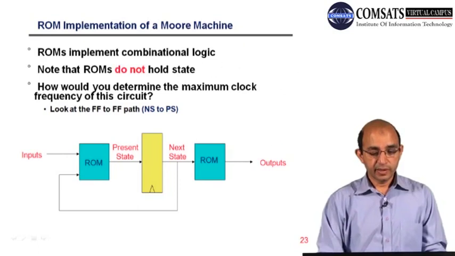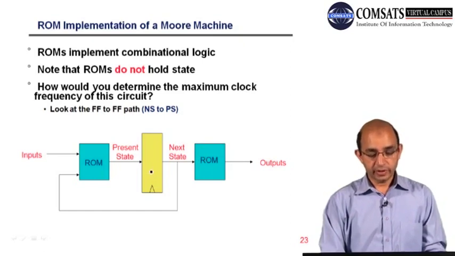Here you can see that we have a machine that looks like a state machine. The output is a function of the current state only. There is no direct path from input to output. This is a sort of Moore machine where the output depends on the current state. As we already discussed, ROMs can only implement combinational logic, but here we can use those ROMs. This is the memory element, and this is the combinational logic, and again here we have combinational logic.